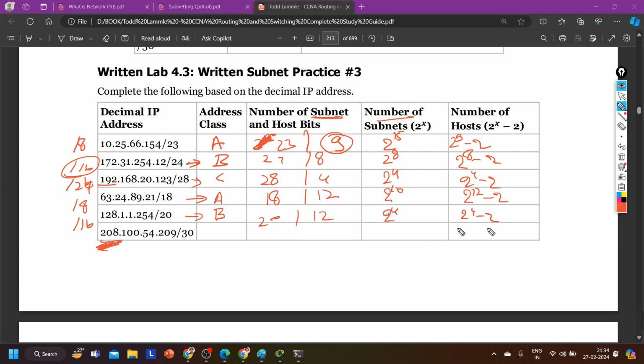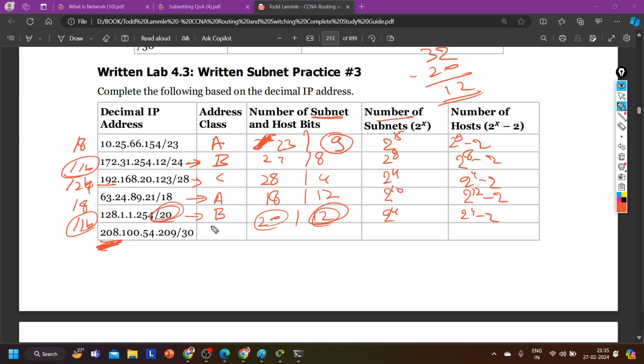How many bits have I borrowed here? 16 is the default and I am using 20, which means I have borrowed 4 bits. So number of networks is 2 to the power 4. Total number of network bits is 20, so host bits are going to be 12. Total size of an IP address is 32 bits, out of this 20 bits are network, which means host bits are 12.